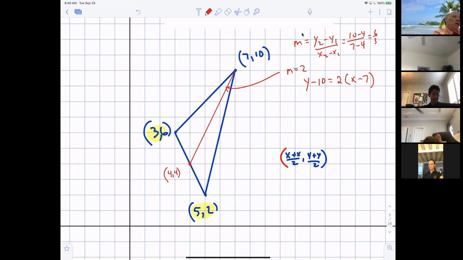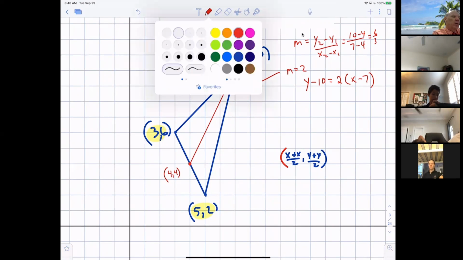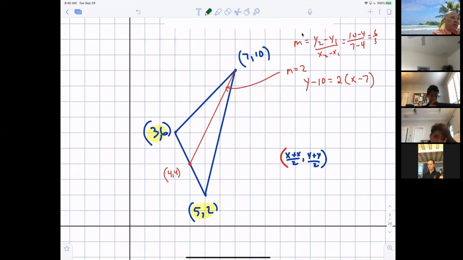All right, so now what we're going to do is draw another midpoint. I want to find the midpoint between these two. So somebody tell me that real quick.